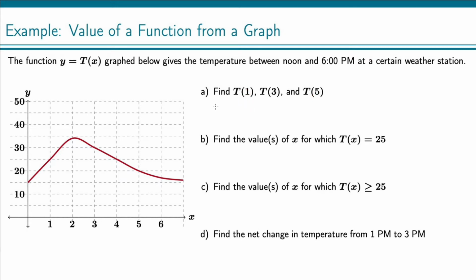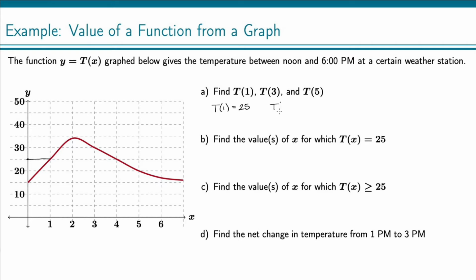So for T of 1, we go to our x value of 1, which is right here. And we go to our corresponding y value, which is this right here. Now this y value, we just come over here. Okay, it's right here on the axis. We see that's halfway between 20 and 30. So that is 25.